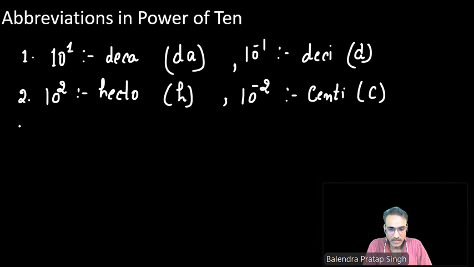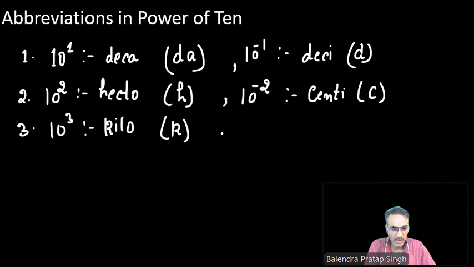The third one is 10 raised to the power 3, which is very familiar to all of us, because for most physical quantities we use kilogram and kilometer. It is denoted by kilo, and the letter is small k. In a similar way, 10 raised to the power minus 3 we call milli, and the letter we use is small m.